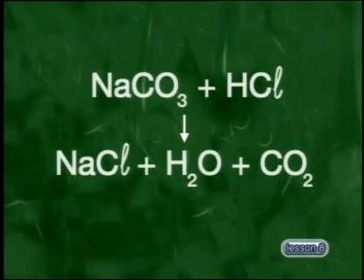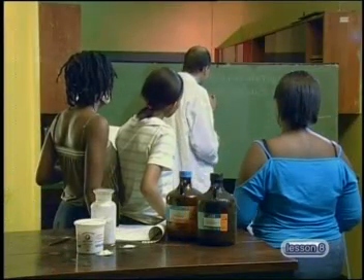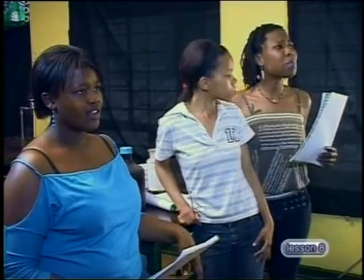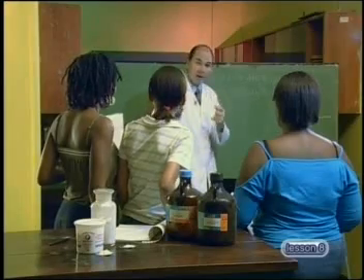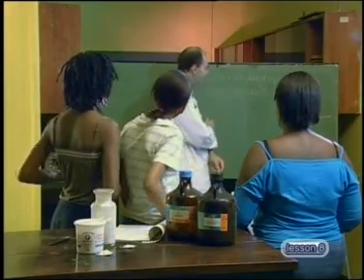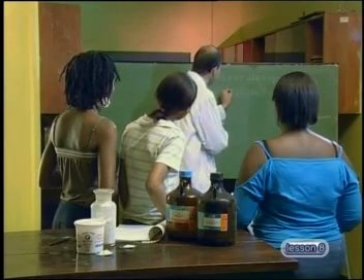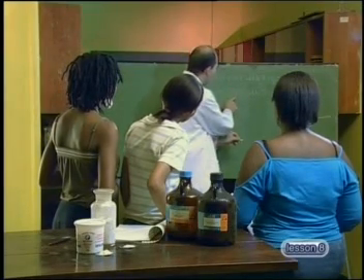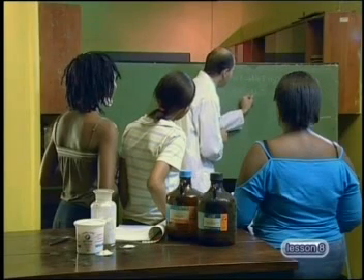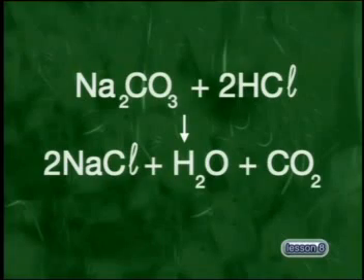I see the mistake. The formula for sodium carbonate is not NaCO3, but is Na2CO3. That's right. Let's fix it. That was quite careless of me. I know that sodium ions have a charge of +1 and carbonate ions have a charge of -2. You're right. So now we can balance the equation quite easily by placing a 2 in front of the hydrochloric acid and a 2 in front of the NaCl. And the equation is now balanced.